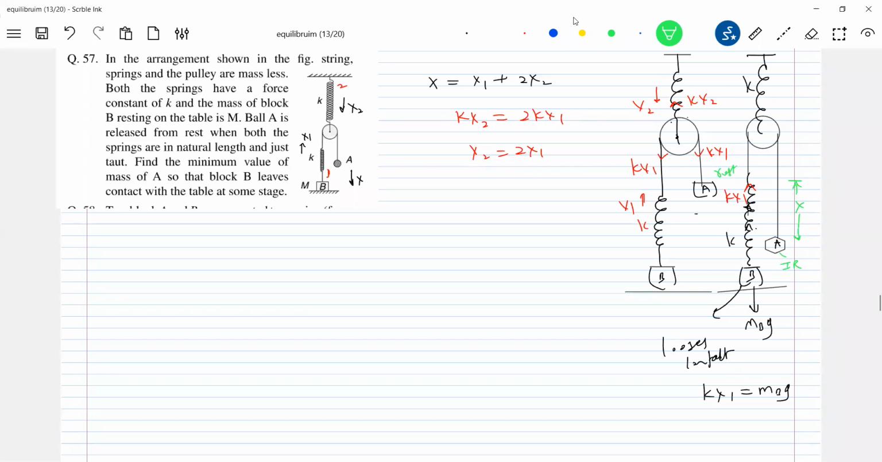Shall we apply conservation of mechanical energy? The decrease in potential energy of block A, mAgx, should be equal to the increase in elastic potential energy of the springs. Why is there no kinetic energy? Look at block B: it was at rest and about to lose contact, so it's at rest. Block A is released from rest, and it will be at the extreme point when block B is rising. Any reason for that? Because I asked for the minimum.